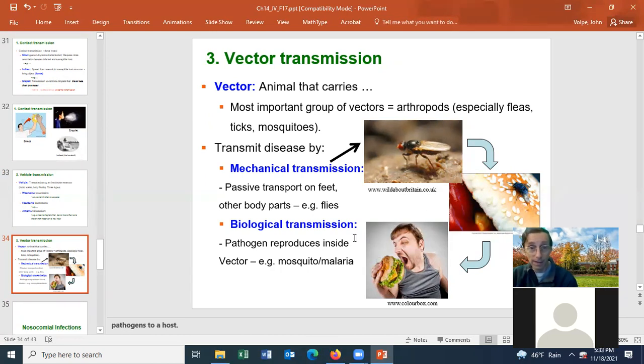Biological transmission is where the pathogen reproduces inside the vector. A good example of biological transmission is malaria being spread by a mosquito. The malaria is picked up by the mosquito, and the malaria reproduces inside the mosquito. Then when the mosquito bites a human, the malaria comes out of the mosquito and goes into the human. So that's a case of biological transmission, mosquitoes and malaria. Any question about any of that?